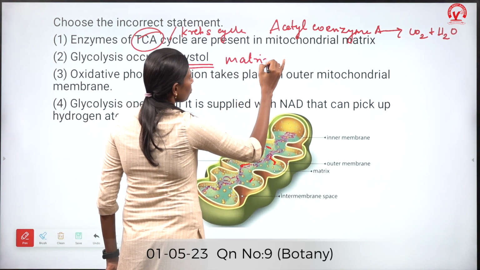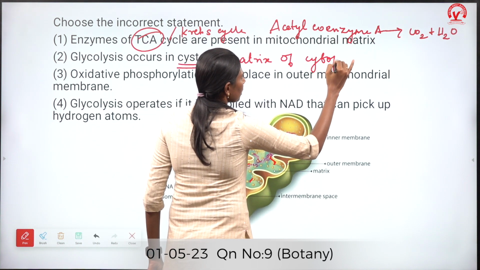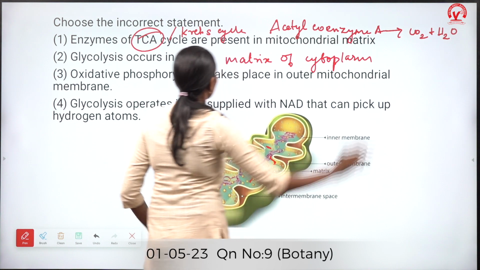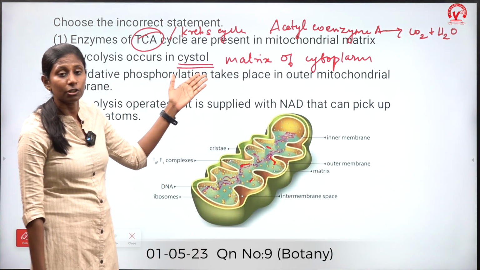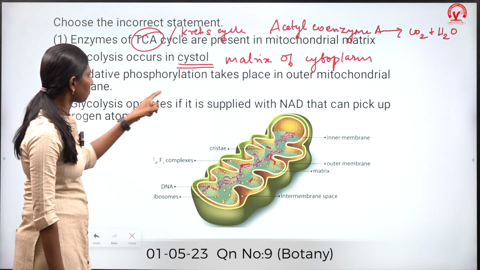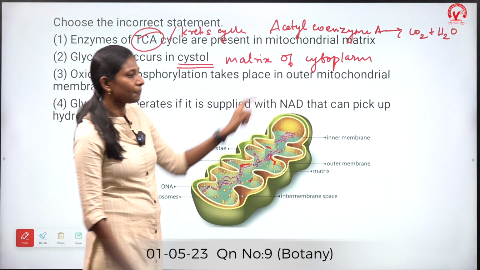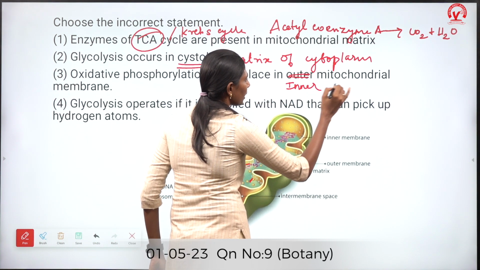Okay, you should not get confused. The matrix of the cytoplasm is where glycolysis occurs. So in glycolysis, glucose is converted into pyruvic acid. Okay, oxidative phosphorylation takes place in the inner mitochondrial membrane. This statement is given as wrong.